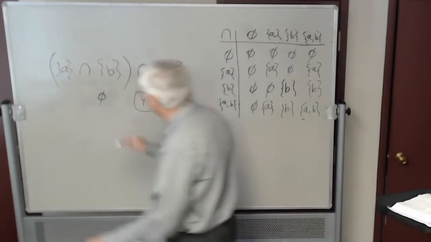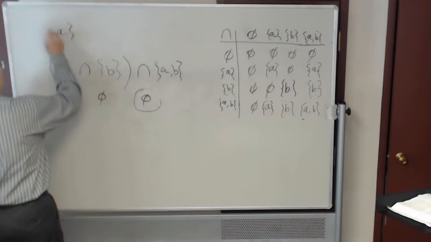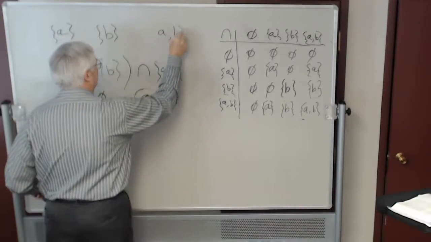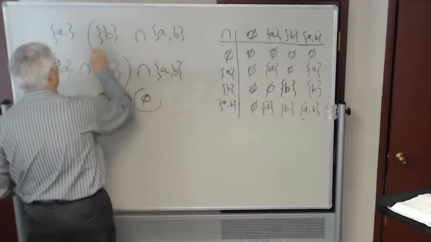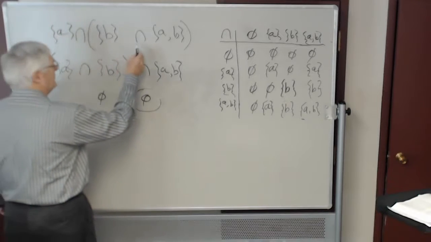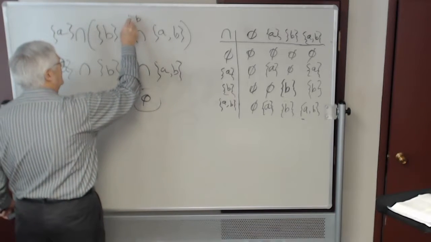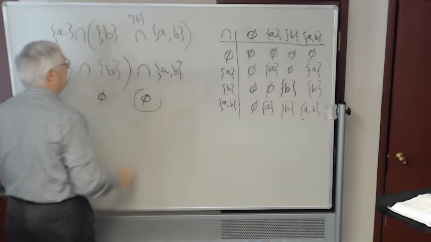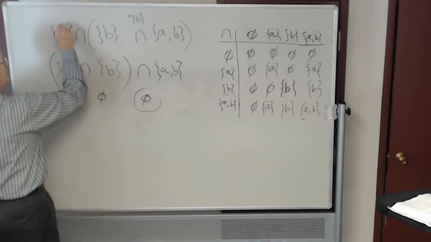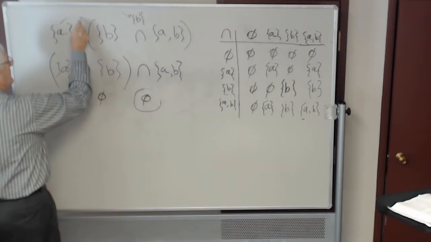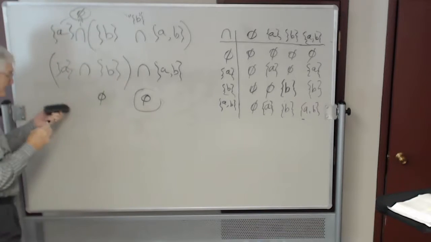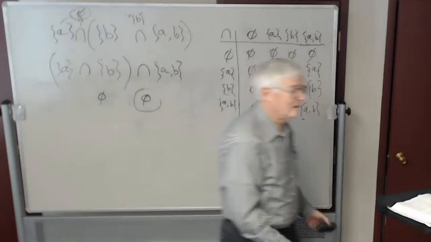A, now they want me to come here and go A, B, and AB, don't they? And now they want me to put the parentheses here. What's B intersect AB? Right? Where does A intersect B? Empty set. So we got the same answer both times. So what do we conclude about this operation?